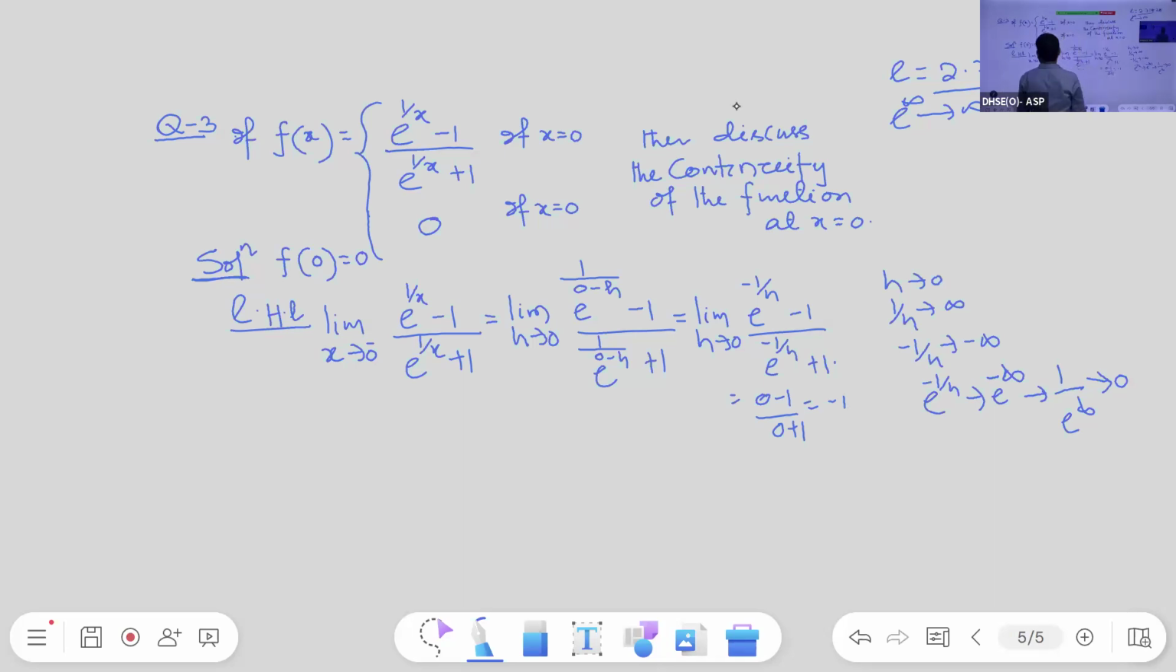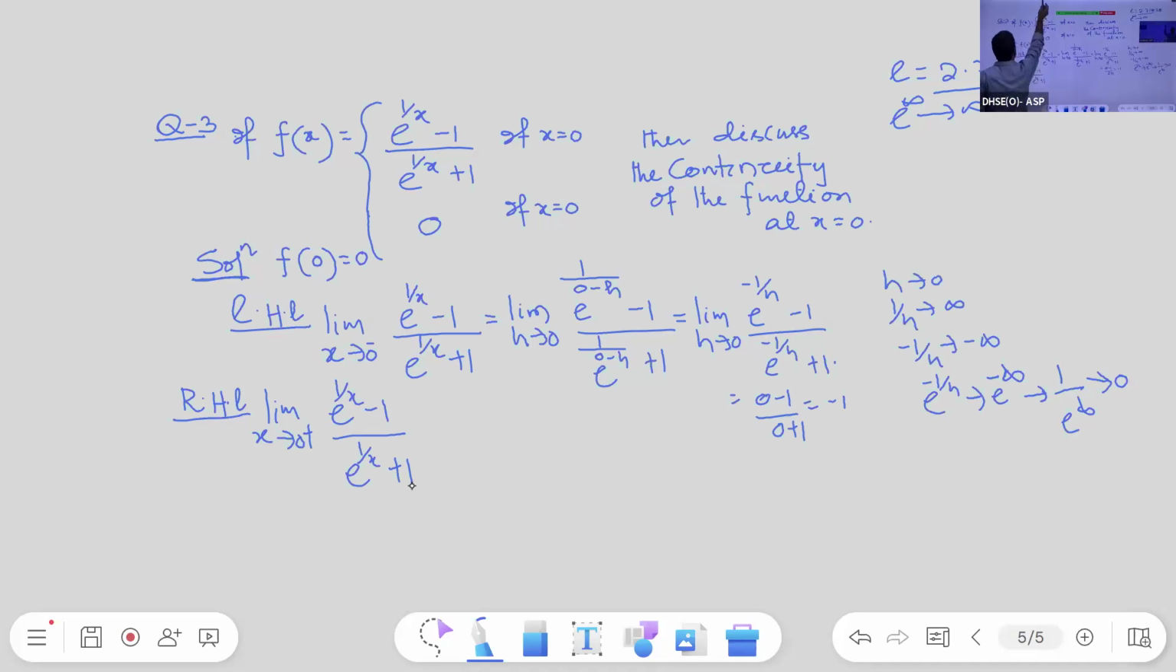Okay. Then right hand limit, RHL, limit x tending to 0 plus of e raised to the power 1 by x minus 1 upon e raised to the power 1 by x plus 1. When x tends to 0 plus, 1 by x approaches infinity, and e raised to the power infinity approaches infinity. Infinity minus 1 upon infinity plus 1 is infinity upon infinity. So directly we can't calculate the limit. We have to manipulate. Okay.